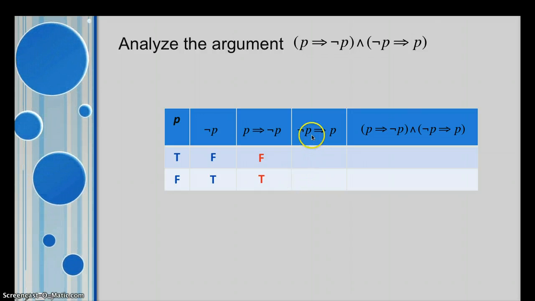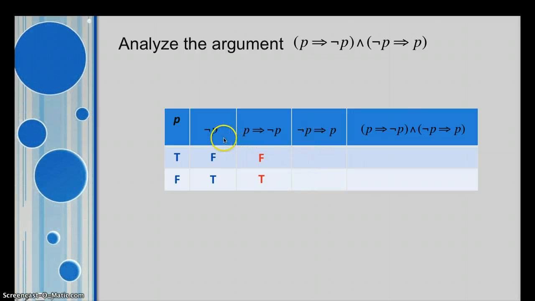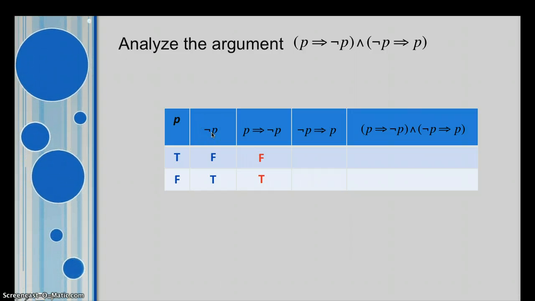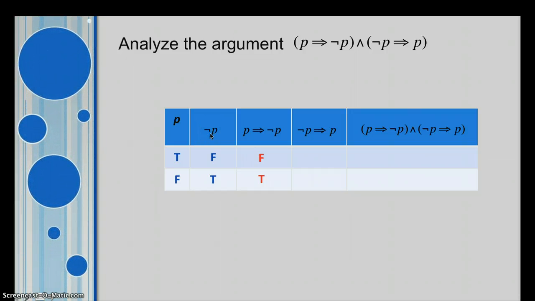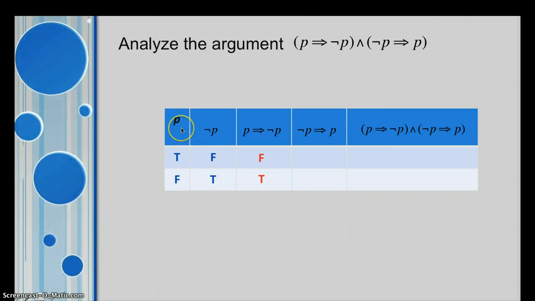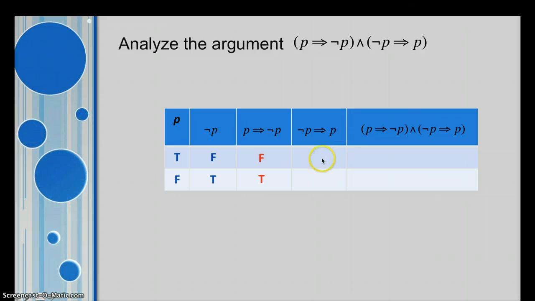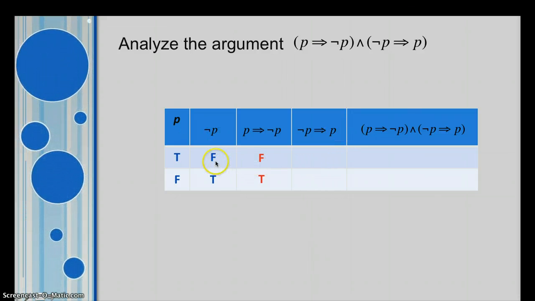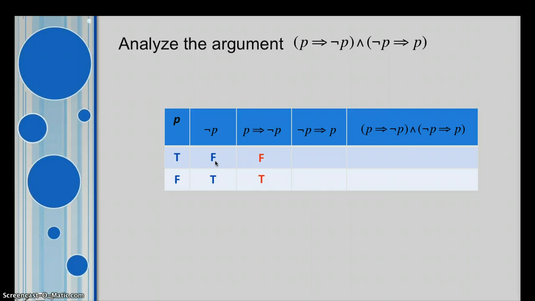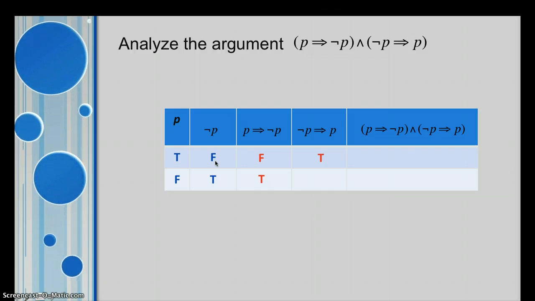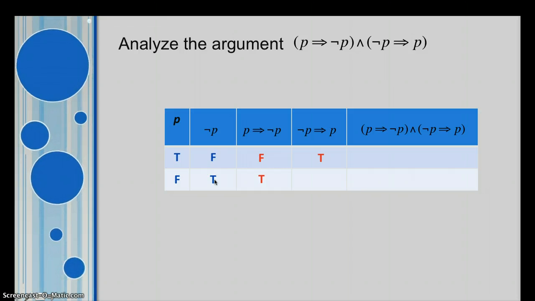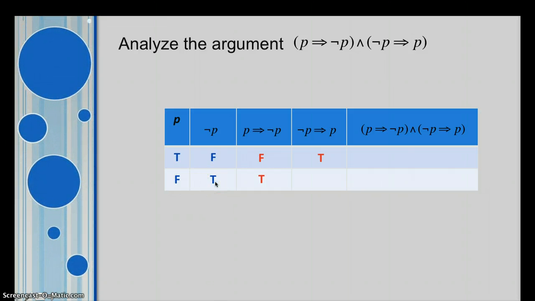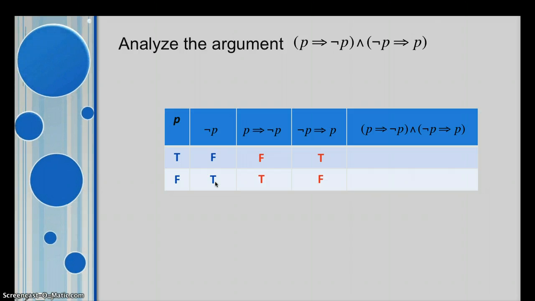Now let's do the opposite. What happens if the negation of P comes first, so the negation of P is your antecedent and the consequent is P. We go false followed by true, then it's true. This time, this is similar to the first one: true, then false, so the implication is false.